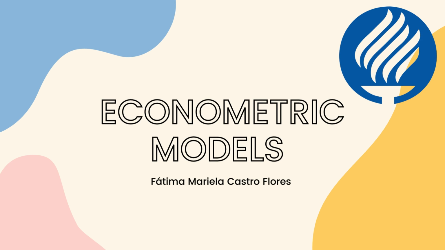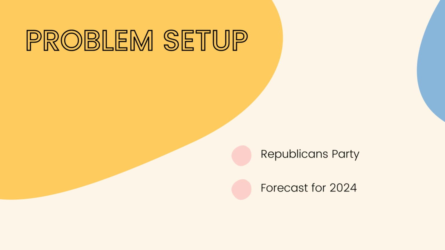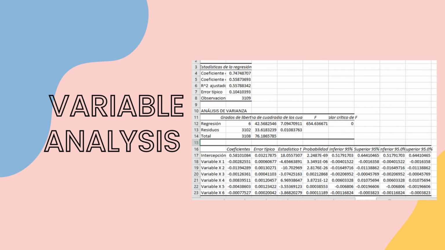I'm studying the fourth semester of the degree in finance, and in this video I will talk about the case solved during the Econometric Models class. In this case, a problem is presented about the elections in the United States during 2014. We are mainly looking for a way to increase the votes in favor of the Republicans, making a forecast for 2024. The procedure is to follow the analysis of several variables obtained from a database that the case provides us.